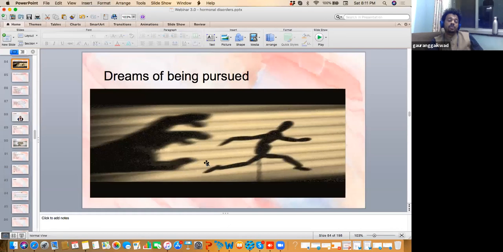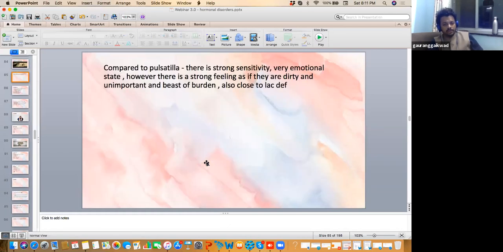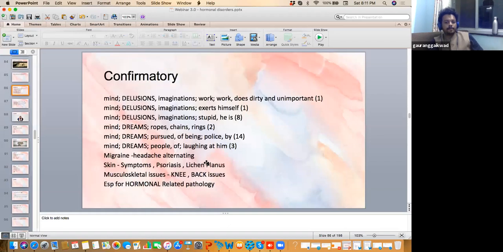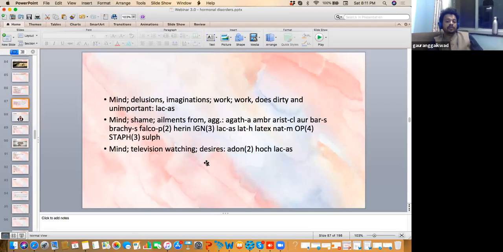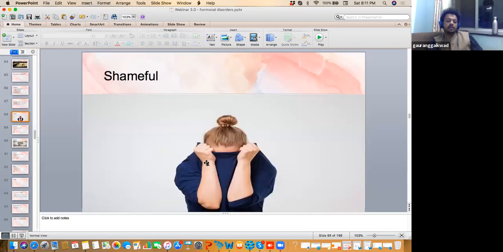Dreams of being pursued are also very strong in the Lac group of remedies. Very often they come very close to Pulsatilla. Yes, a very important remedy for lichen planus also, and many other hormonal related diseases. The constant feeling of shame is also there in Lac asinum.